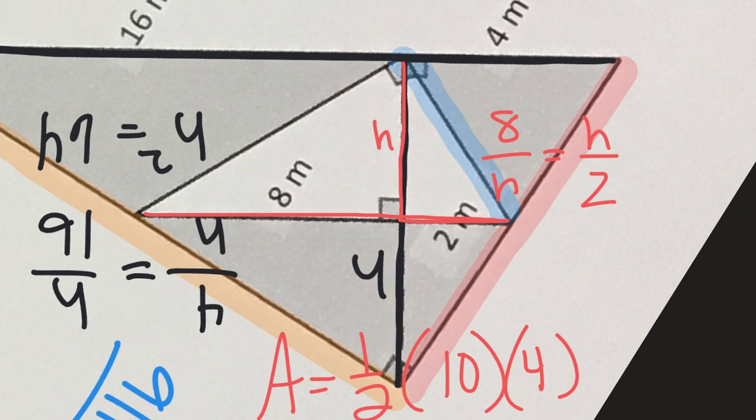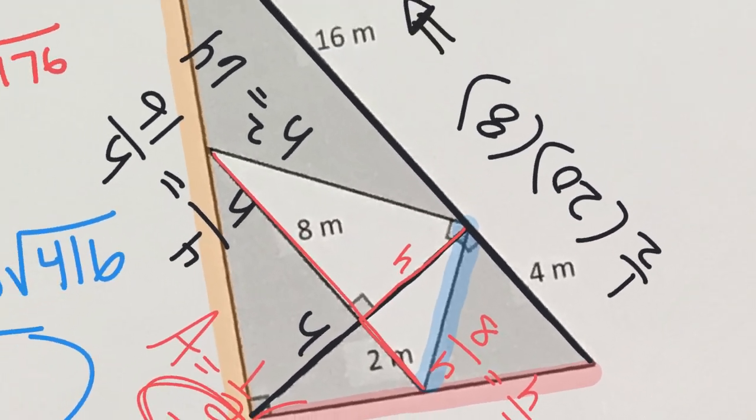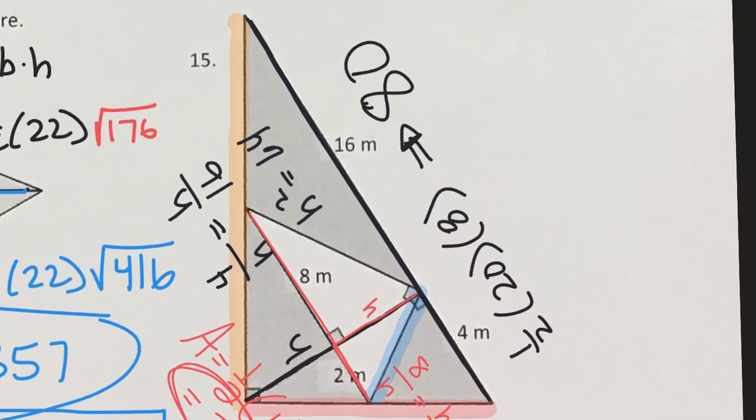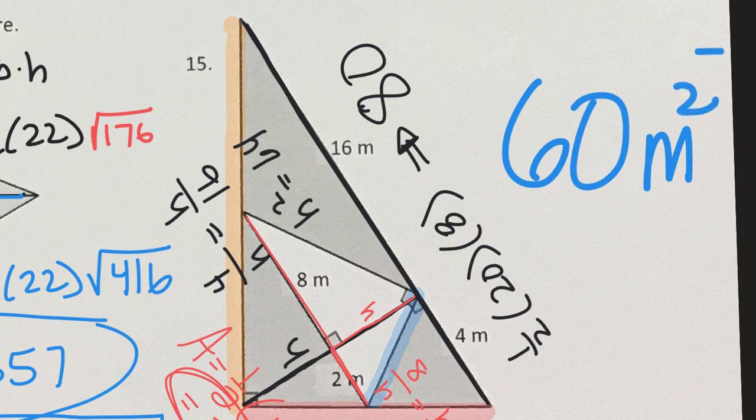So the white triangle on the inside here has an area of 20 square meters, right? Because half of 10 is 5. 5 times 4 is 20. So if I have a white triangle area of 20 and a gray triangle area of 80, then the entire shaded area for my answer is going to be 60 square meters.